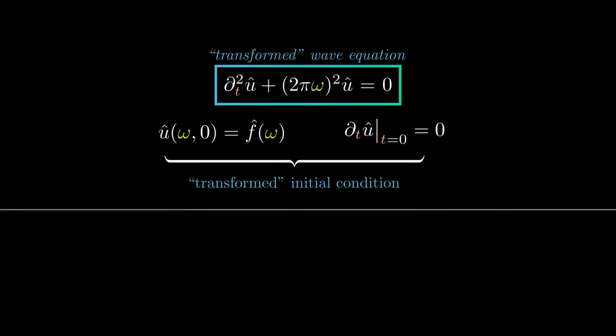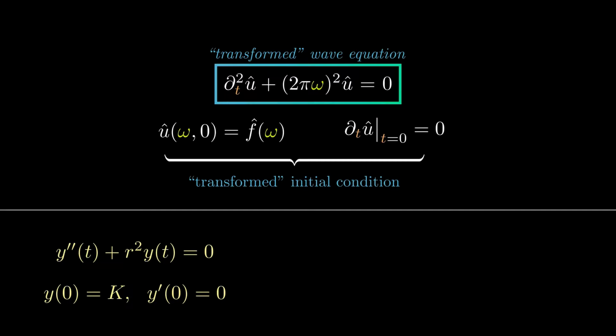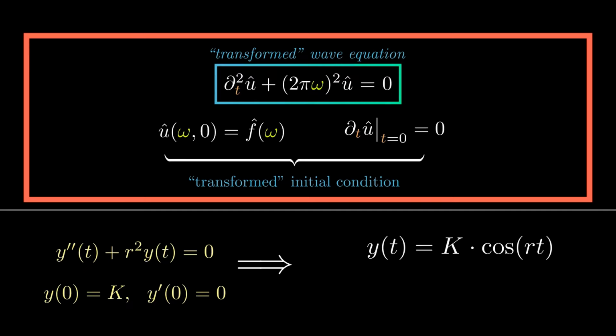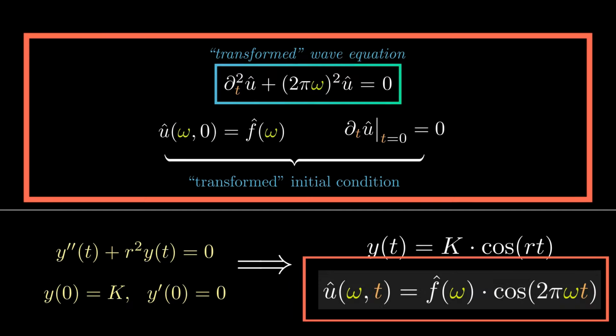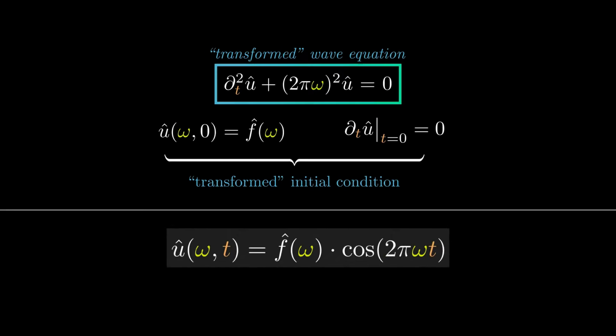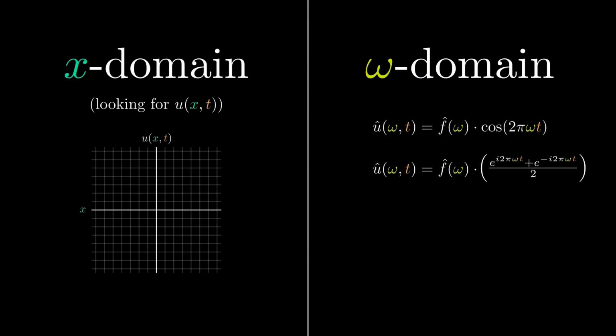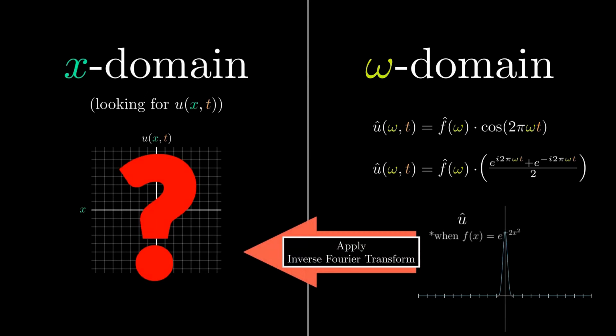This ODE has the same form as this one, which can be easily checked that it has solution k times cosine r times t. Comparing to the transformed wave equation, the solution of this ODE must be this, f hat times cosine 2 pi omega t. We have found the exact solution of the transformed wave equation. But this is the transform solution. To find the original solution, we first write the cosine in complex form, and then we apply inverse Fourier transform to get to the original solution u.